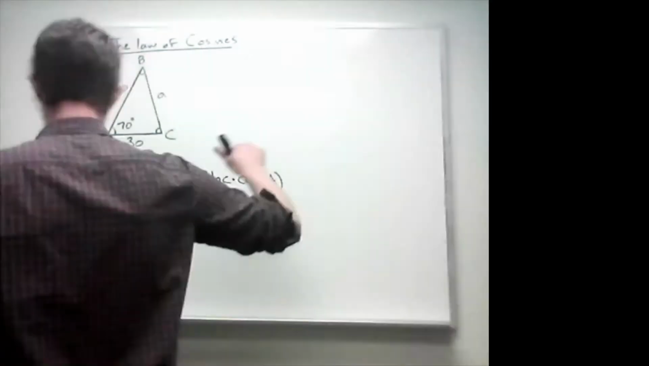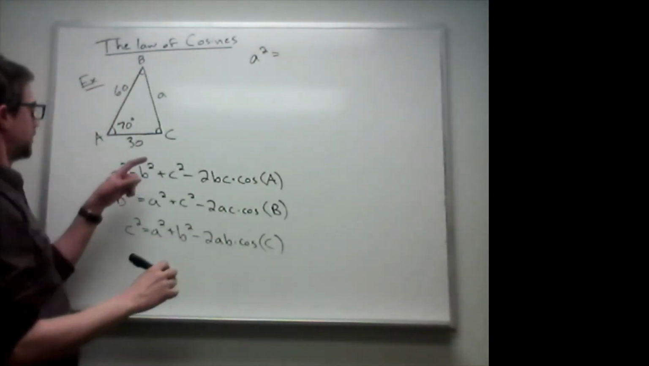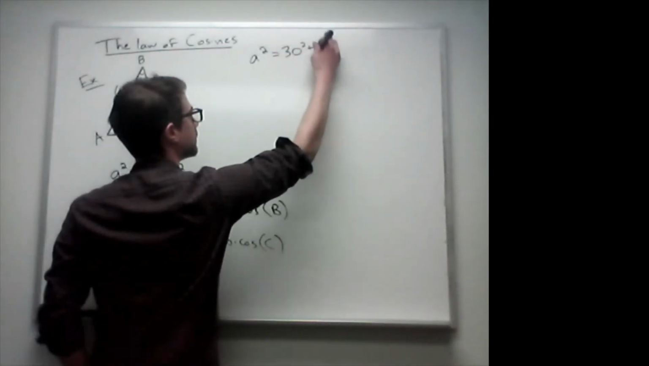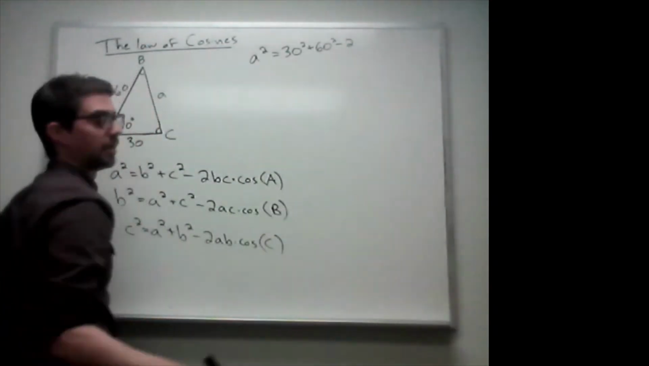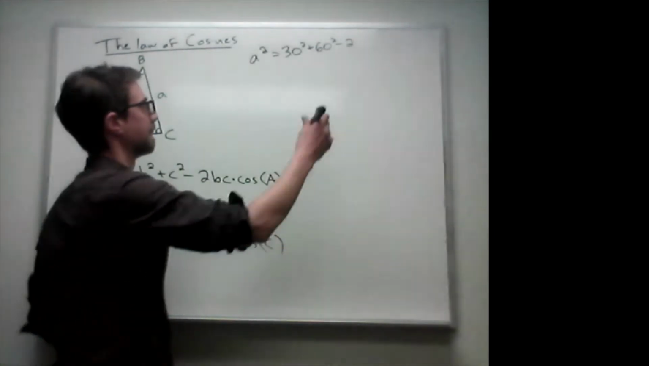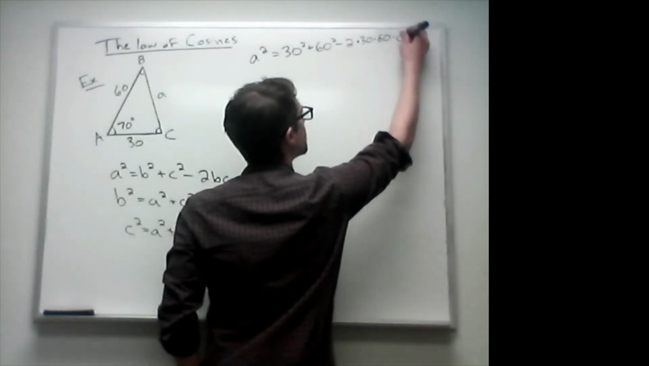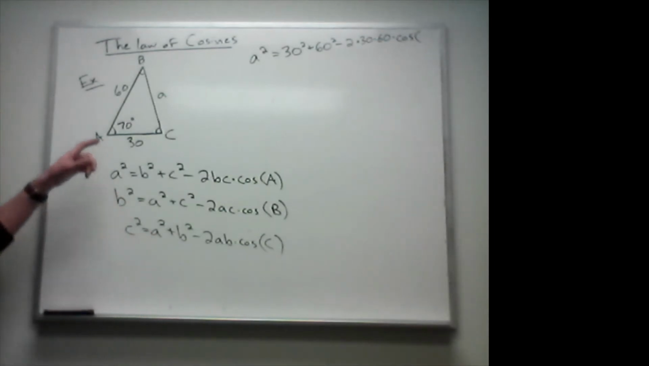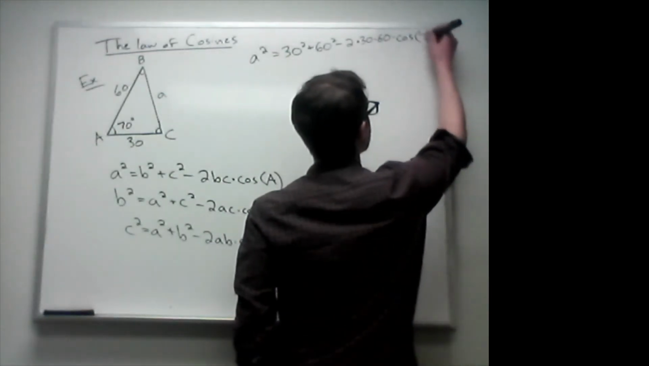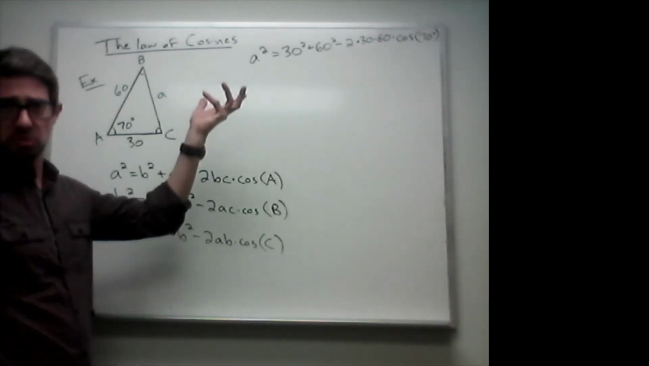Okay, so let's do it. This means that a squared is 30 squared plus 60 squared minus 2 times 30 times 60 times the cosine of the corresponding angle to A, which is 70 degrees. Okay, so it's just a big formula.